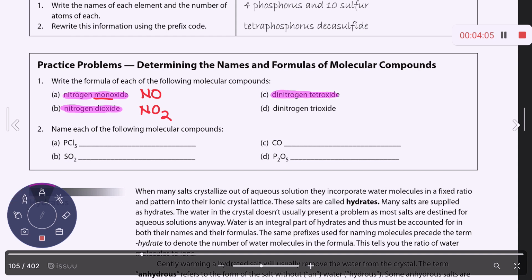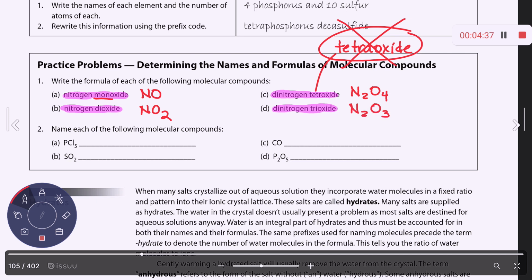C, dinitrogen tetroxide. N2O4. Perfect. Now I want to make a note here that tetraoxide would be considered the improper way to spell that. And then D, dinitrogen trioxide. N2O3. Perfect. Okay. Let's take a look at number two.